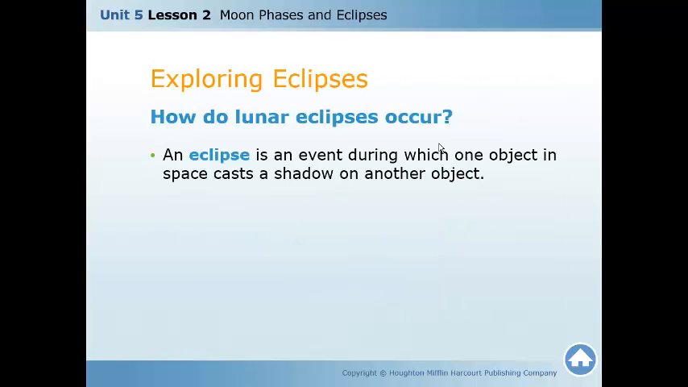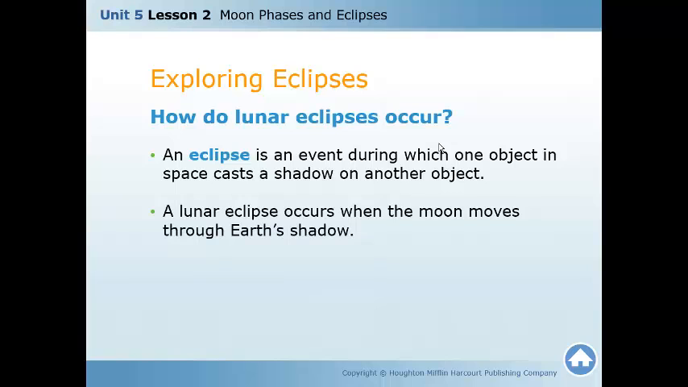How do lunar eclipses occur? Exploring eclipses. An eclipse is an event during which one object in space casts a shadow on another object. A lunar eclipse occurs when the moon moves through the Earth's shadow.